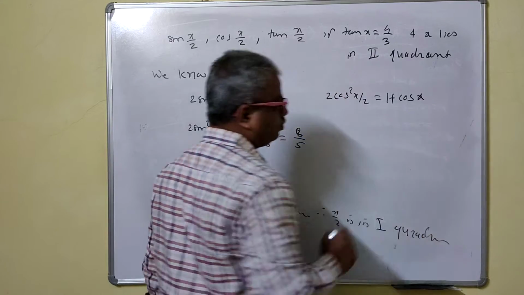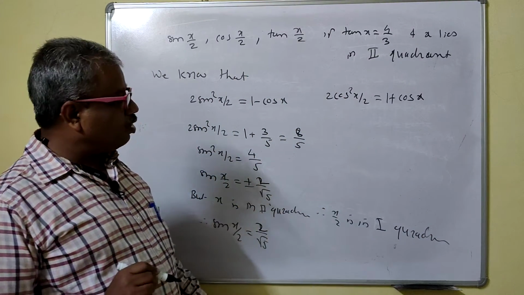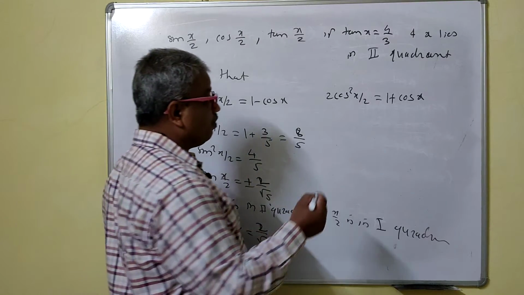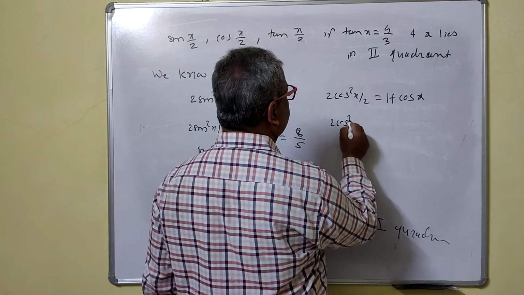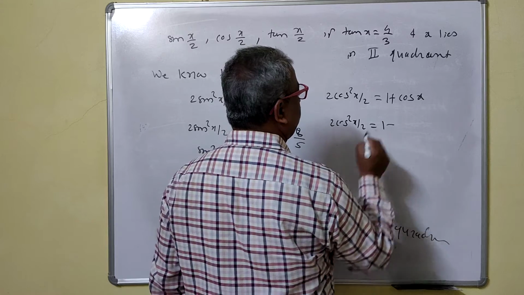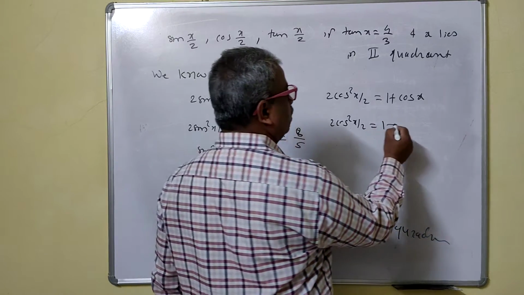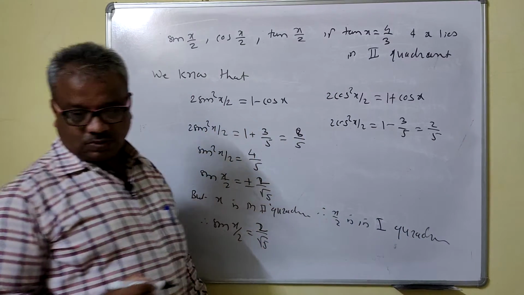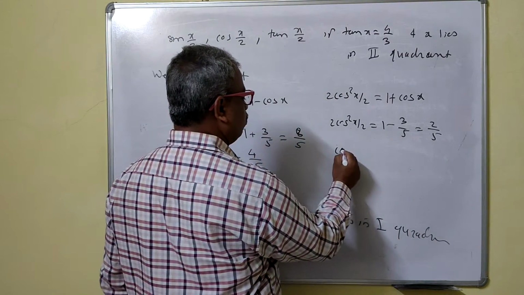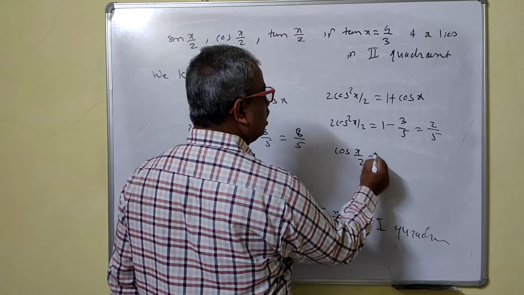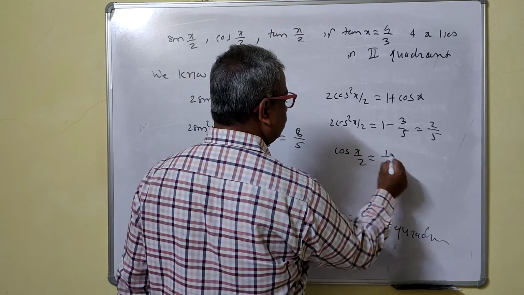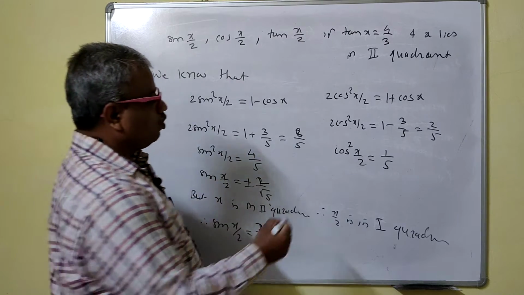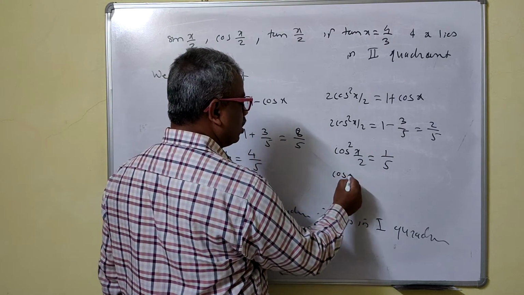X now. Right? Now your value of cos is minus 3 by 5. Right? Minus 3 by 5 value. So 2 cos square x by 2 is 1 minus, minus 3 by 5. This is 2 by 5. Right? So cos square x by 2 is 1 by 5. Right? So cos x by 2.